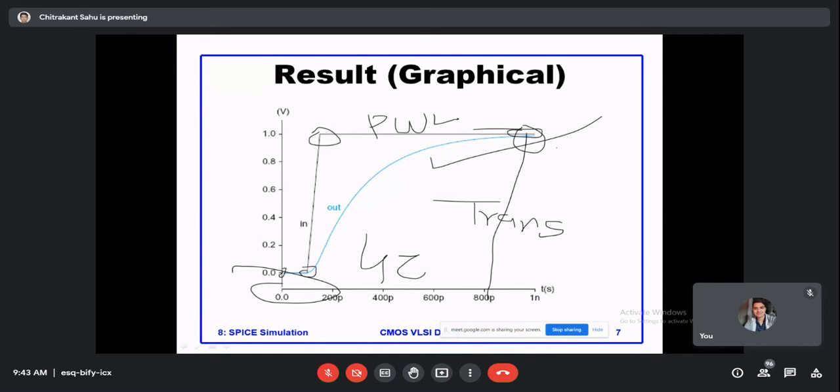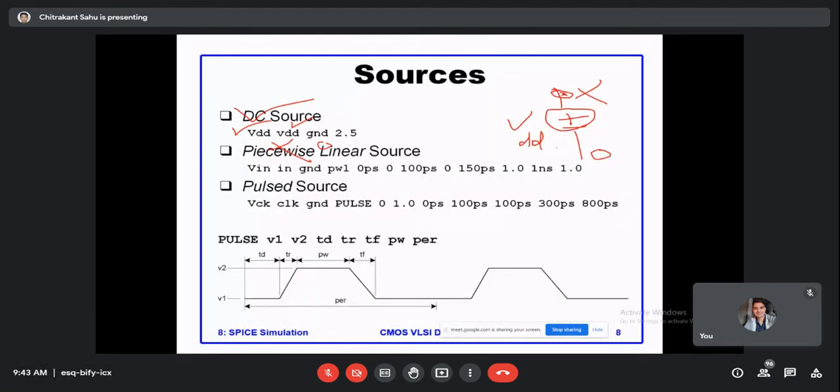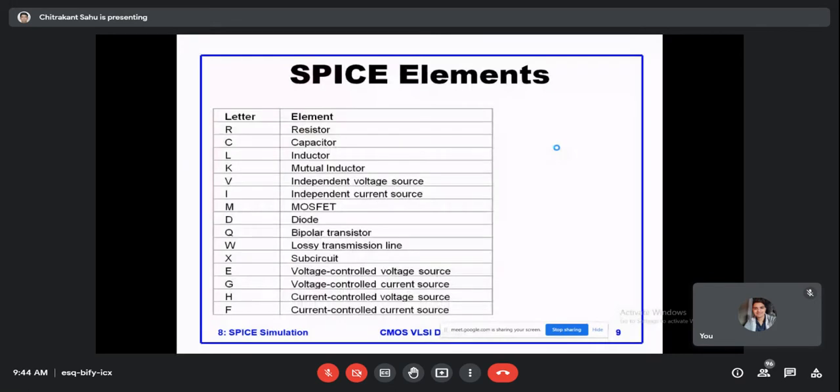The simulation is very, very good for building a good understanding of the subject and making the correlation with the theory. As I told, 4 time constants, so tau is 200 picosecond. Theoretically, it should be 800 picosecond. Now observe whether it is giving 800 picosecond or not. Simple, right? So this is another example I'm giving you.